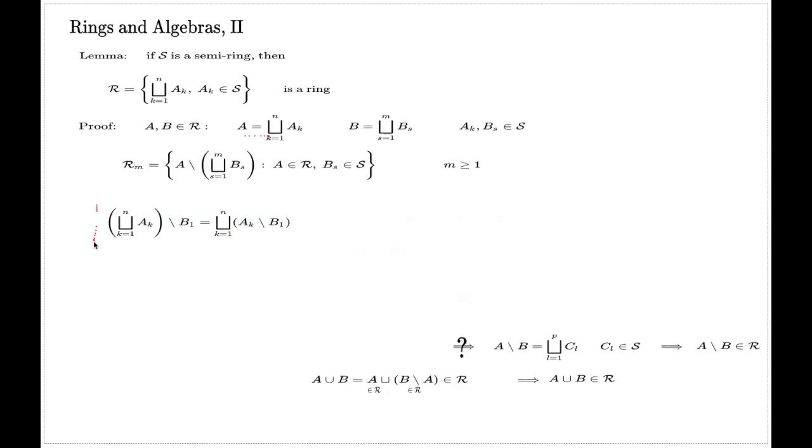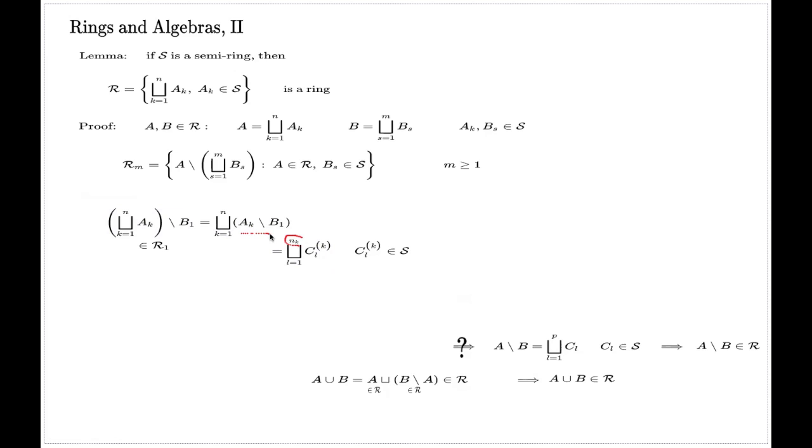The left-hand side is the element of R1. But the right-hand side, what can we say about the right-hand side? Well, we can say this. A_k and B1 are all elements of my semi-ring. According to the properties of a semi-ring, a set difference can always be represented as a disjoint union of elements of the semi-ring. For each individual bracket here, there could be different C's, and there could be a different number of such C's, but still, every individual bracket will be a disjoint union.